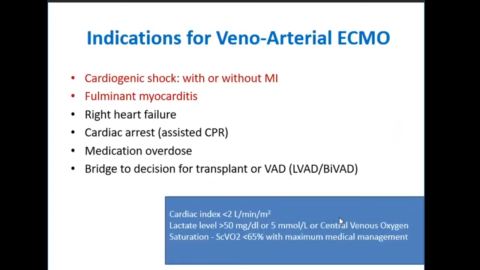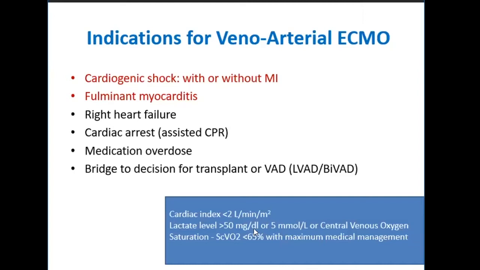So we'll talk about what are the indications for VA ECMO. So far we have discussed VV ECMO. When do you think the patient should be put on the VA ECMO? The most important is cardiogenic shock with or without MI, which is also a very common indication, and fulminant myocarditis, right heart failure. The most common situation in the intensive care unit is acute pulmonary embolism, where the patient can be put on ECMO while the definitive treatment for the pulmonary embolism is going on. Then CPR or ECPR and medication overdose, beta blocker poisoning, digoxin poisoning, where ECMO has been used, and bridge to decision, to transplant or VAD has already been discussed. So these are the etiological entities where you can think to place the patient on ECMO.